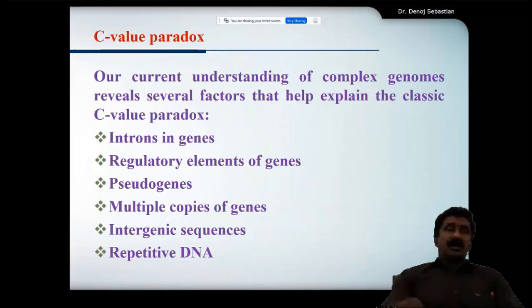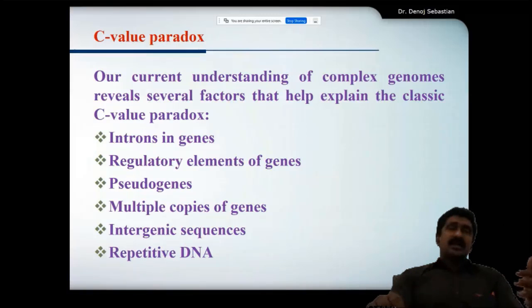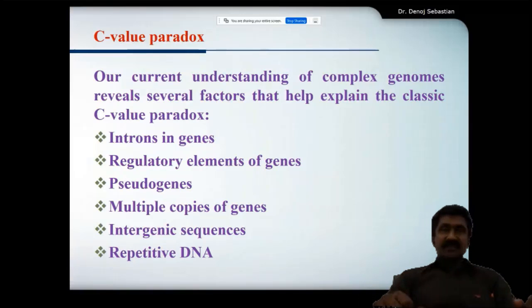So these are some of the parts of the genome that actually contribute to the C-value paradox. If you can explain that these are the causes for the increase in the genome size, then it is no more a paradox. Okay.